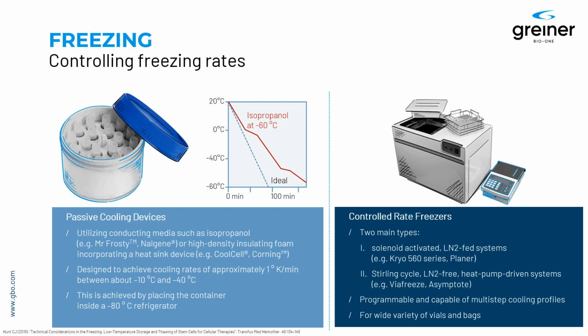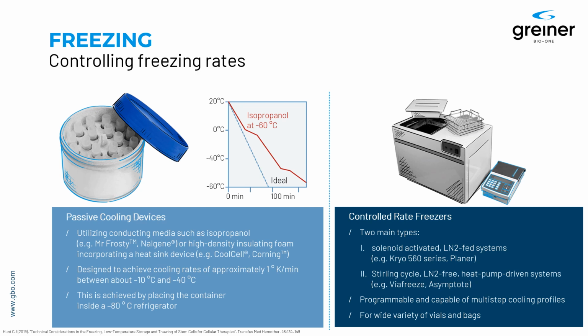There's basically 2 different types of devices available today for controlling freezing rates. On the left-hand side, we see a passive cooling device. Such a passive cooling device utilizes conducting media such as isopropanol or high-density insulating foam, and everything is incorporated into a heatsink device. When these devices are stored in a -80-degree environment, then you actually achieve, because of their design, a very close to 1 Kelvin per minute cooling rate. And all this is true for a temperature range from -10 degrees Celsius to -40 degrees.